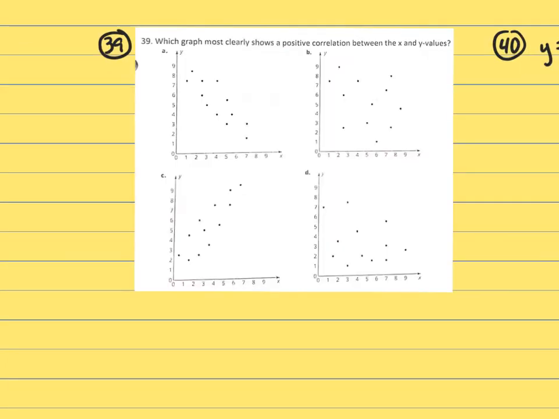Number 39, which one has a positive correlation? Well, if I look at graph A and I was drawing a line of best fit, I would draw a line something like this, and that appears to be going down, so this one would have a negative correlation. B and D, it looks like those points are so scattered I would not be able to draw a line of best fit. But if I look down at C, I would draw a line of best fit that goes right here. And since that one is going up, that has a positive correlation. So my answer would be C.